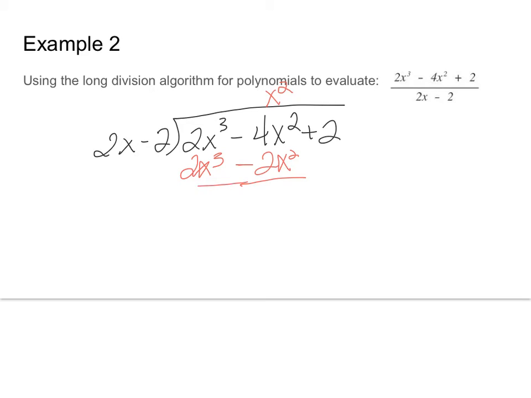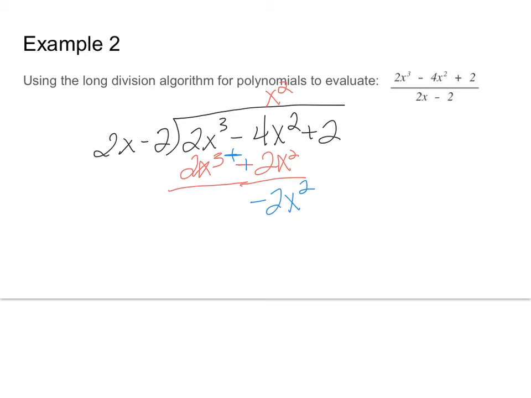Okay, subtract, which when you have a negative can be a little bit tricky in your mind. I have a negative 4x squared minus a negative 2x squared. So, in essence, negative 4x squared minus a negative 2, which would do that. So I'm left with negative 2x squared.